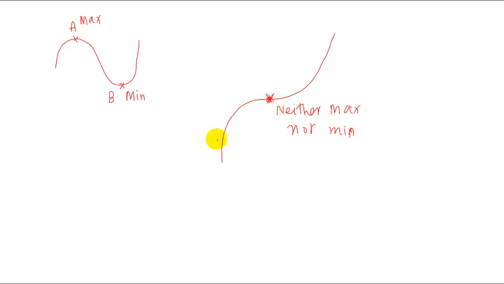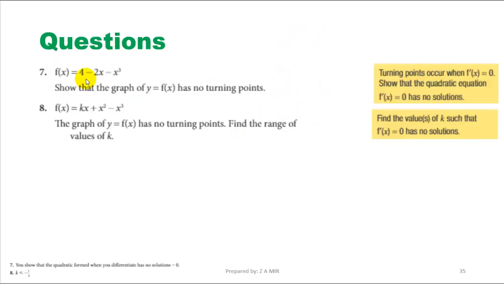So this is the case. In this graph, this is the turning point, but this turning point is neither maximum nor minimum. This is how we can find a point which is neither maximum nor minimum from the graph. But how to find such a point without a graph, using differentiation? Let me show you the working of that case.